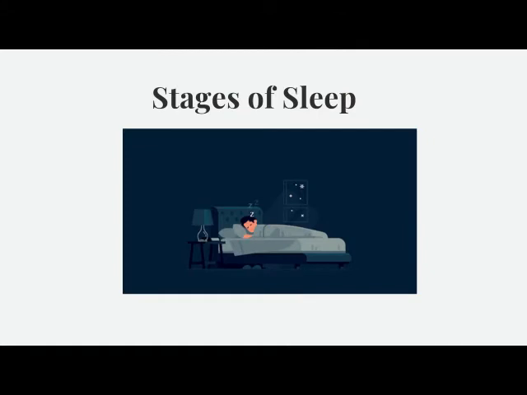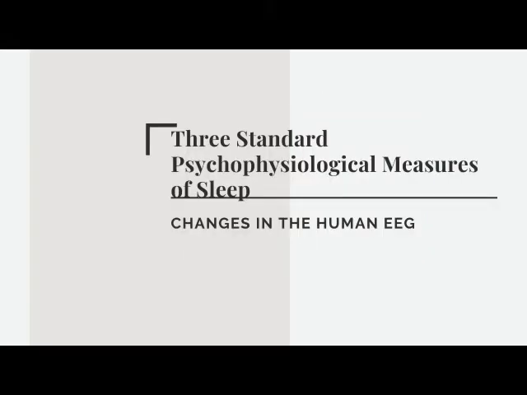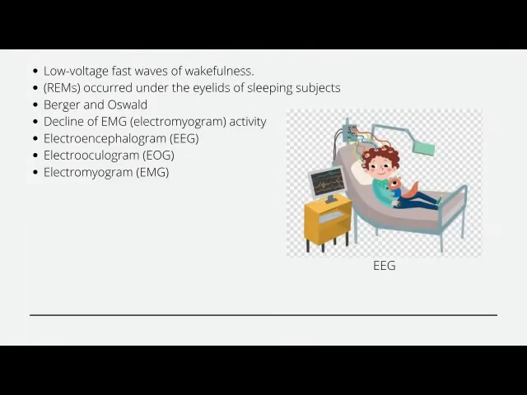Stages of sleep. Many changes occur in the body during sleep. This module introduces you to the major ones. 3 standard psychophysiological measures of sleep. There are major changes in the human EEG during the course of a night's sleep. It was discovered that although EEG waves are generally high voltage and slow during sleep, there are periods during sleep when they are similar to the low voltage fast waves of wakefulness.